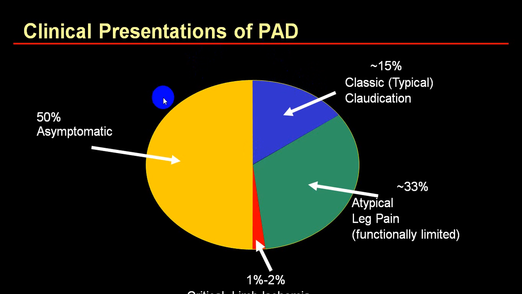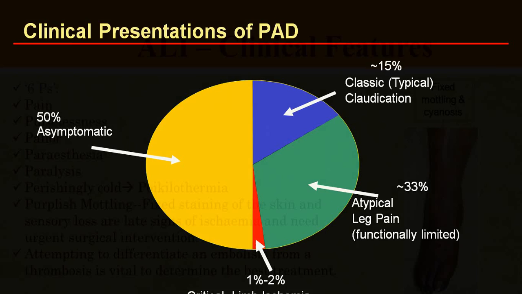By and large, in the clinical presentation, you can see that almost 50% are asymptomatic. Atypical pain is in almost 33%. Classical symptoms are only in 15%. And 1 to 2% can directly present as critical limb ischemia, in the form of rest pain and then ending in ulceration and gangrene.